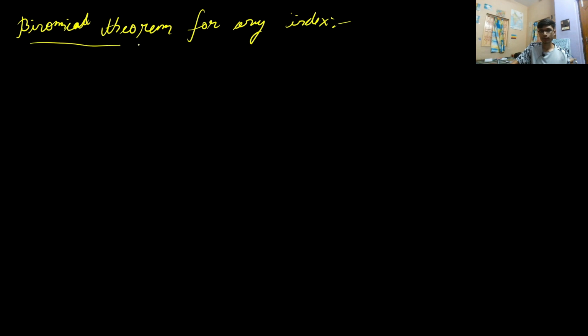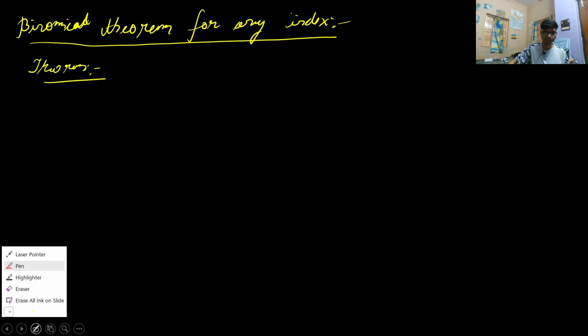So what I was talking about till now, the binomial theorem that we used up till now, was for the index which is basically a natural number. Now what if we have a rational number? Okay, so the theorem that I'm writing over here.